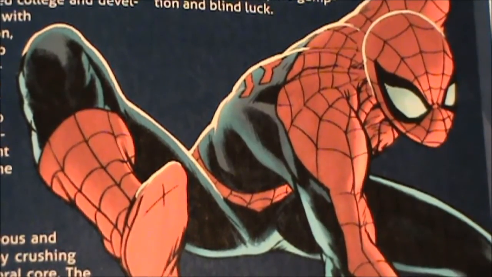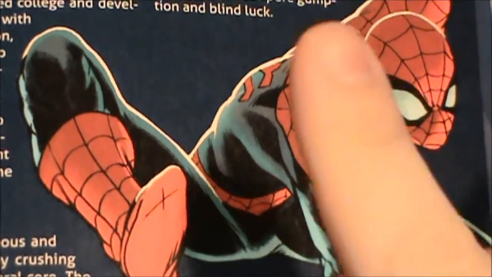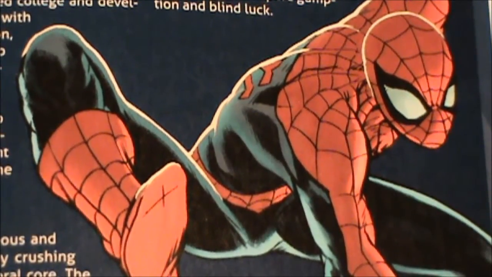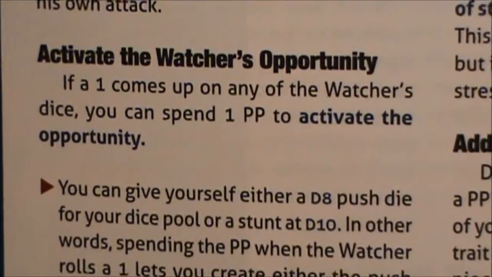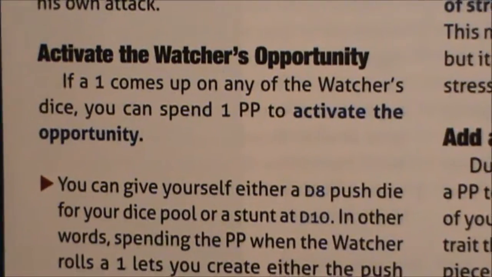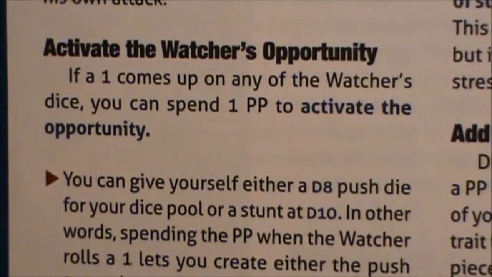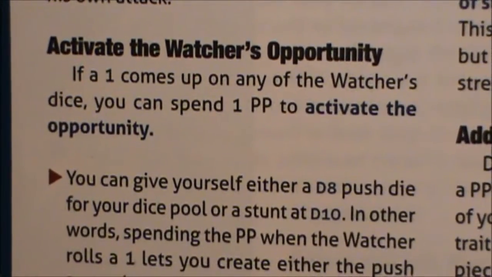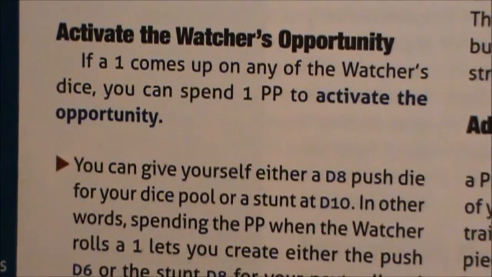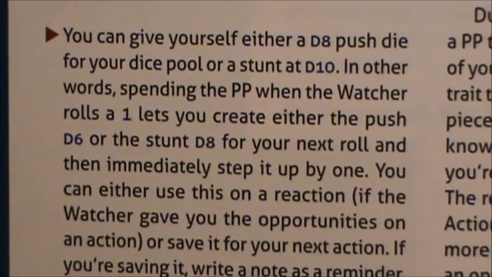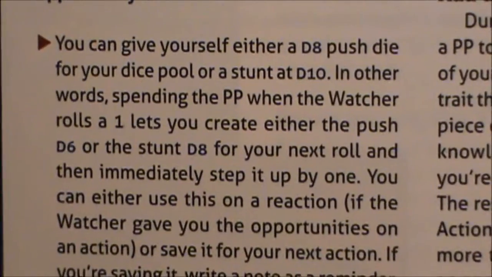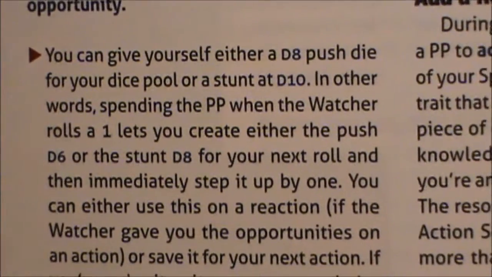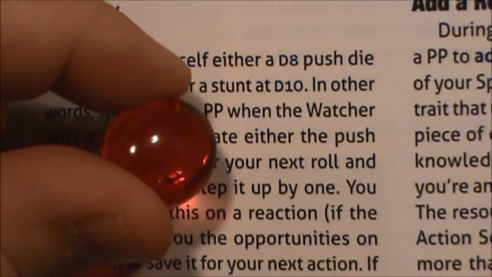So we're going to make a reaction roll for him. Here's a hint for the bad guy: oddly, Spider-Man didn't sense him coming. Now we remember that the Watcher actually rolled a 1 there, which is a potential opportunity for the player to spend a plot point and do something in response.